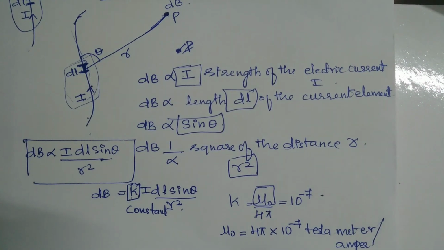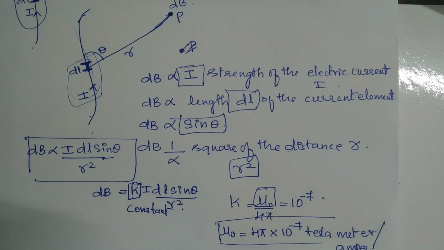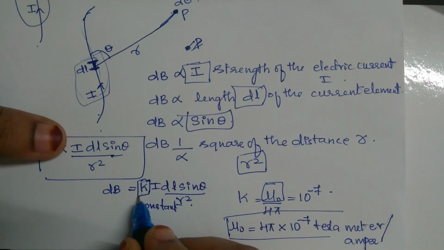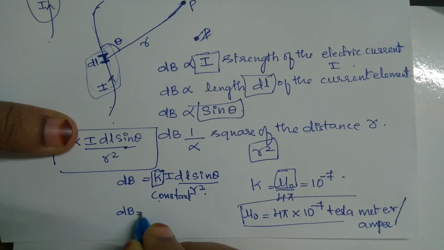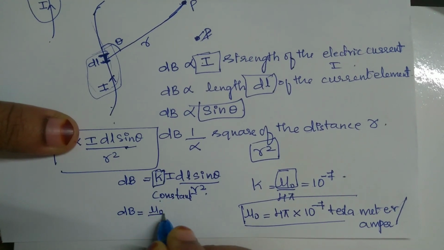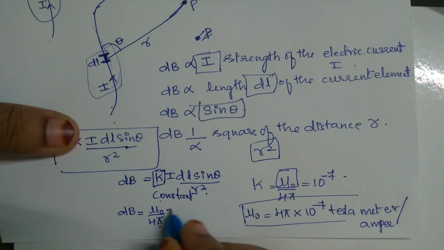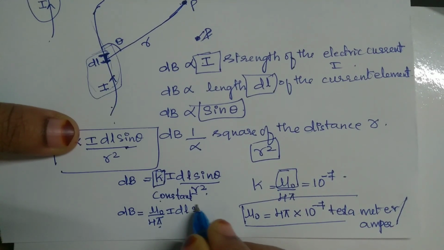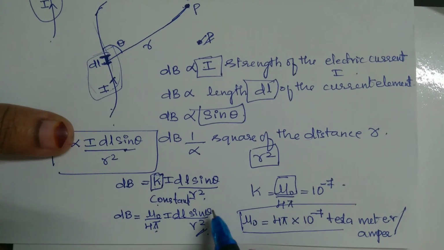This mu naught is called the absolute permeability of free space or vacuum. Hope you understood. Now we have k equals mu naught by 4 pi. So therefore we can write dB is equal to mu naught by 4 pi, in place of k we are replacing it with mu naught by 4 pi, I dl sine theta by r square.